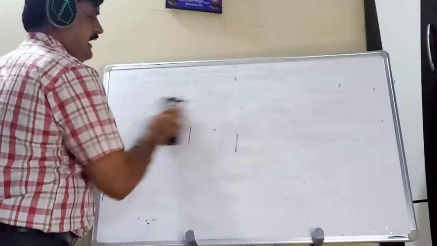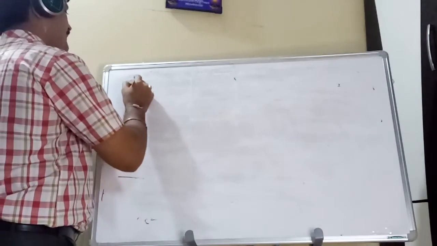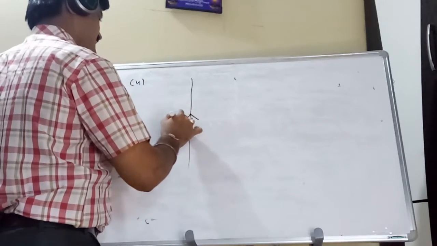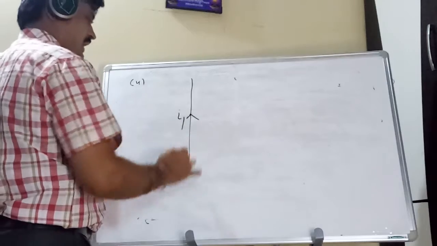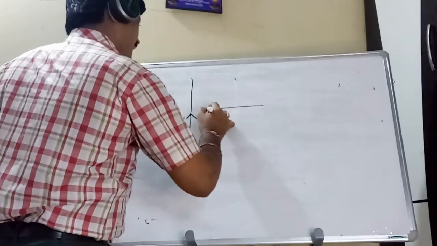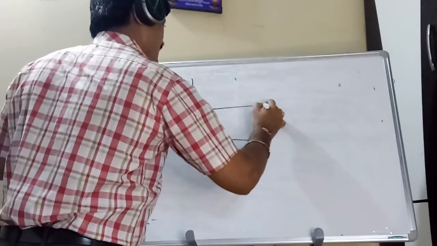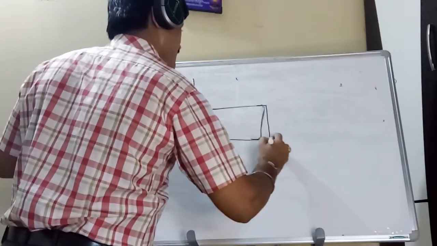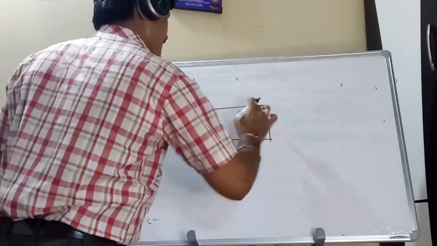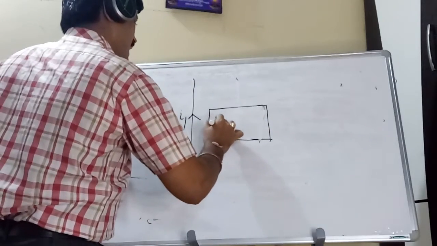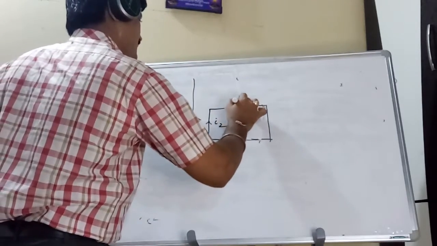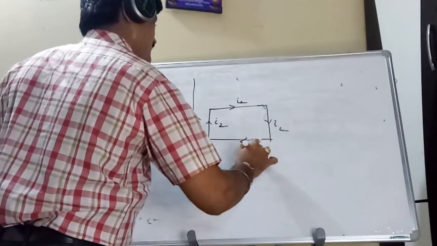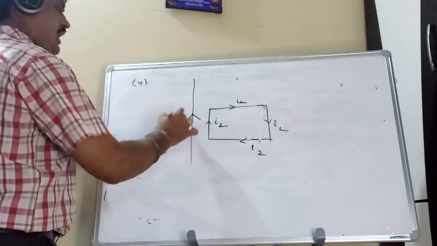Okay. Next, fourth point. A long wire conductor carrying current. This is I1 current passing through the long wire, and a rectangular loop carrying I2 current is placed near the long wire.